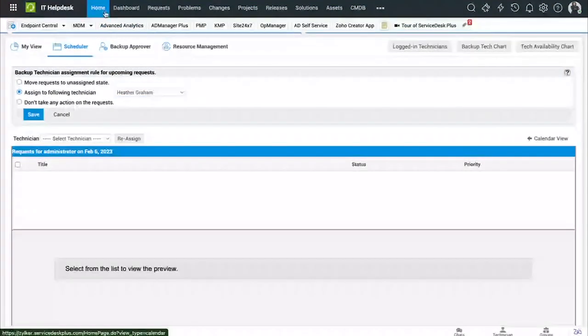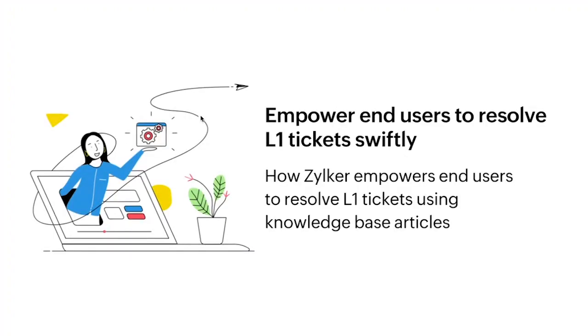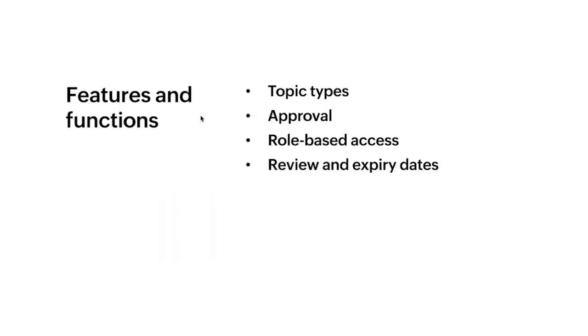All right. Now, we saw how Zilker was able to bring a standardized way of managing their major incident process. Now, let's take a look at how they were able to empower their end users and resolve their L1 tickets fast. For this, they leveraged the knowledge base of ServiceDesk Plus, which is the solutions module. So let's see how you could create a solution and ensure that your end users have relevant knowledge articles right when they're creating a ticket or when they are in a confused state, right?